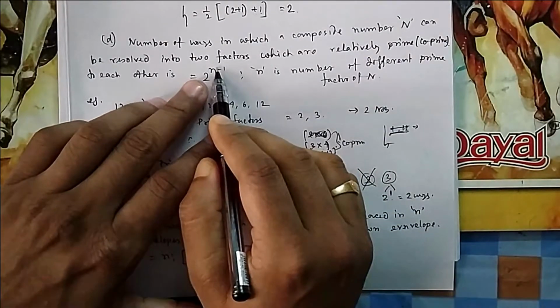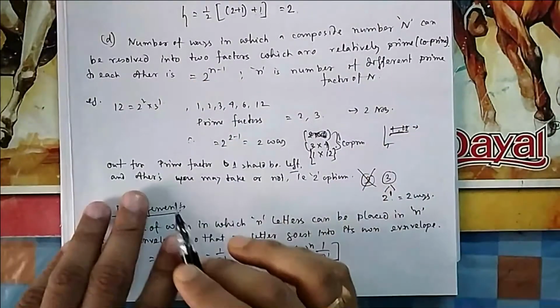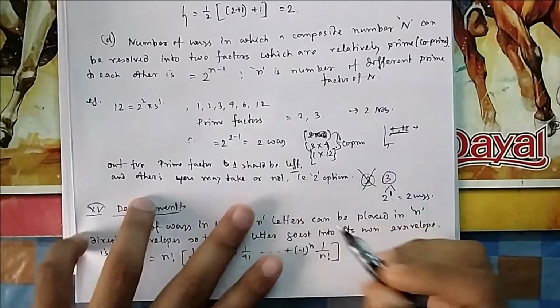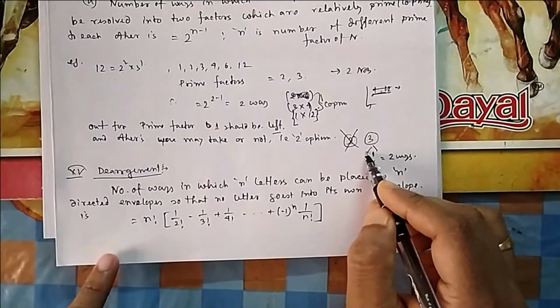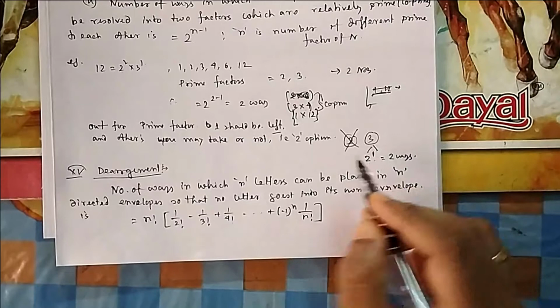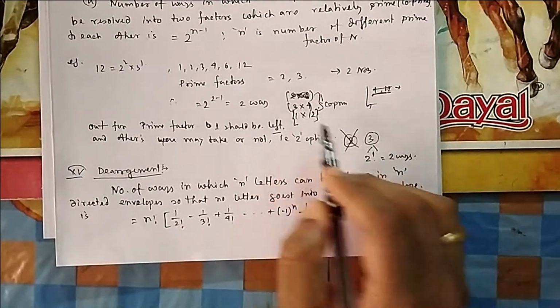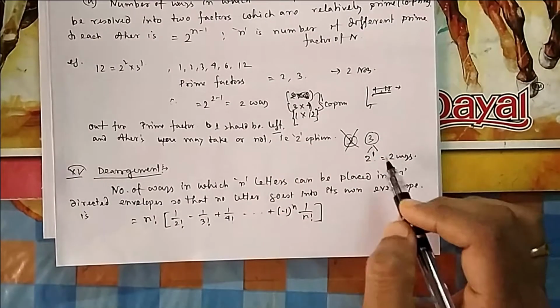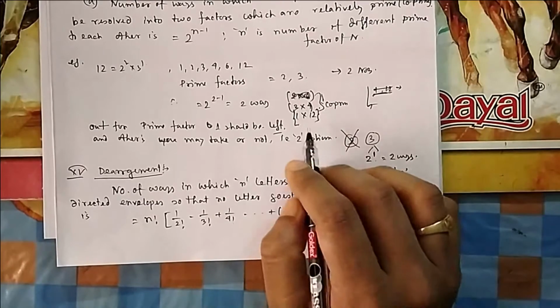That's why it is 2 to the power n minus 1. 1 I am leaving out. The others may take or not. So you may say there are 2 options. Either you take 3 or not 3. If you take 3 only, then it is 3 into 4. If you don't take 3, then it is 1 into 12.